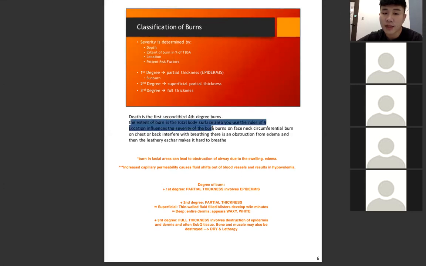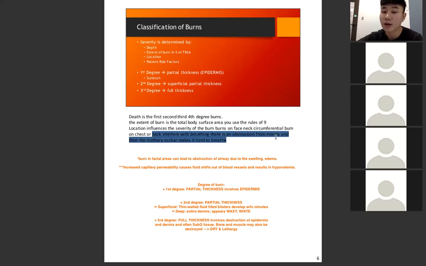The extent of the burn is the total body surface area. You use the rule of 9. And what is the rule of 9 and how to calculate the extent of the percentage of the total body surface area? We will discuss in a later slide. Location influences the severity of the burns. Burns on the face and neck and circumferential burns on the chest or back will interfere with breathing, and there is an obstruction from edema, and then the leathery eschar makes it hard to breathe. So again, face, neck, chest, it can lead to issues with breathing.